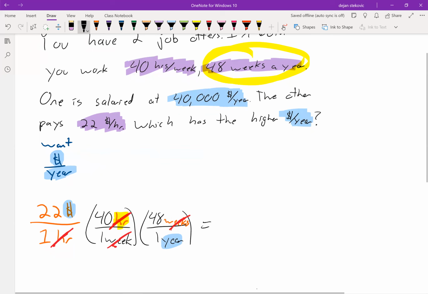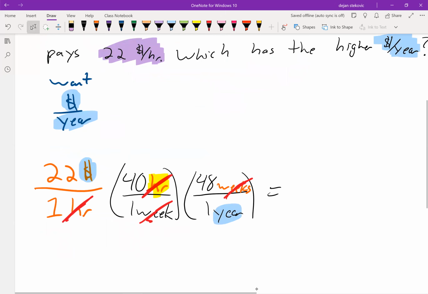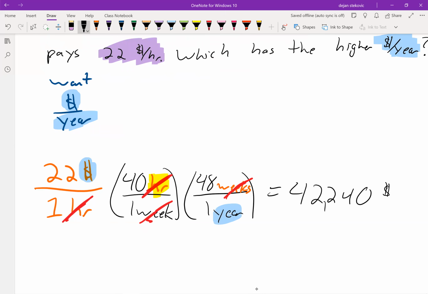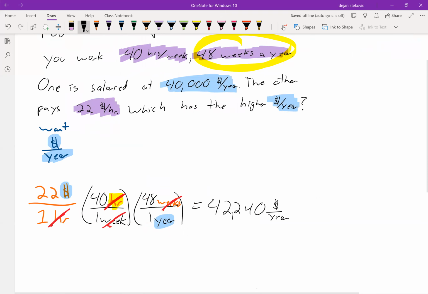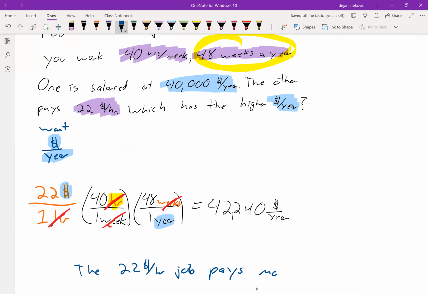And then what I can do is just go ahead and plug that through my calculator. So I take 22 times 40 times 48, and you'd come up with 42,240, or $42,000 a year about. Note that all of these values are exact numbers, so there's no sig figs here. And so you can see that the $22 per hour job pays more, as the salaried position only pays for 40 hours.